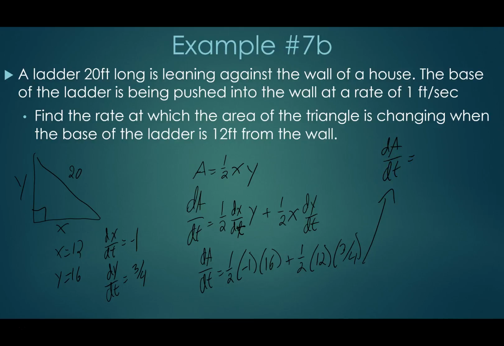When you work that particular problem out, you'll find that your change in area is -7/2. Since it's change in area, it's feet squared per second. Because it's -7/2, what it's telling us is that as this thing is being pushed in at 12 feet, the area is going down. Maybe initially the area was going up, but at this point we've reached a certain point where the change in area is now going down. So that's how we use the area equation with the other given information to solve this problem.